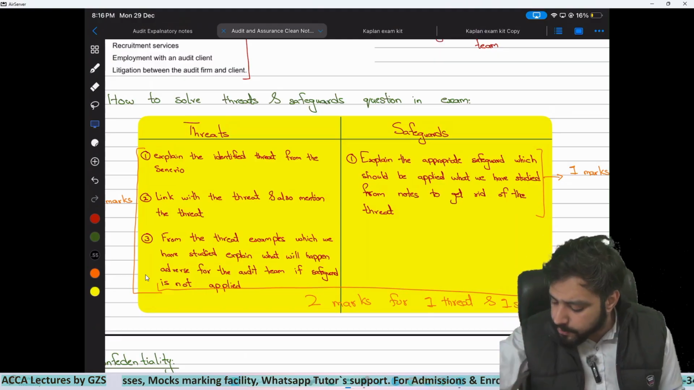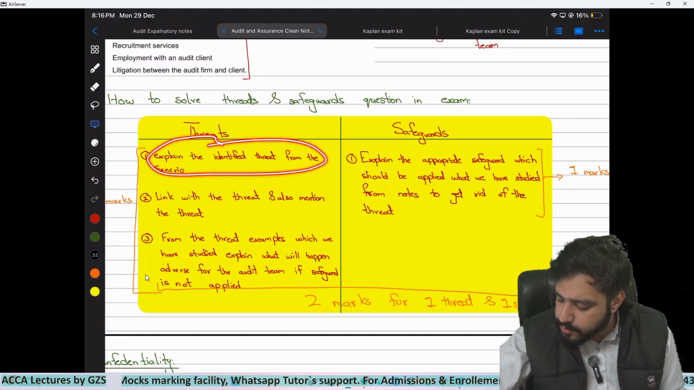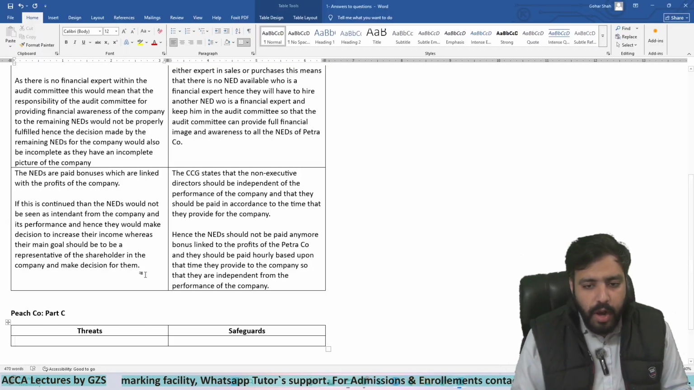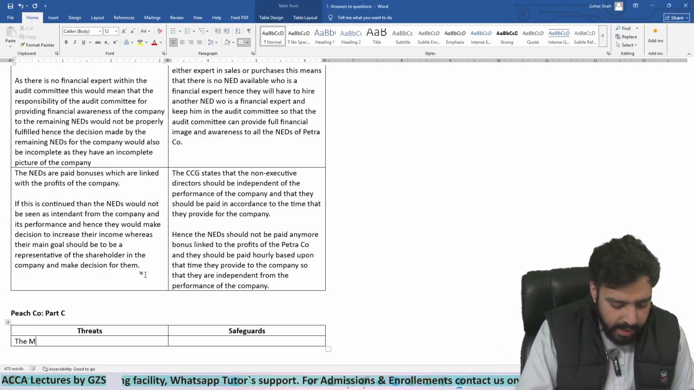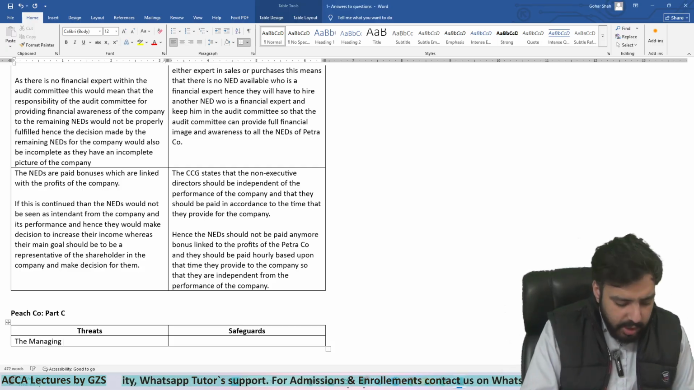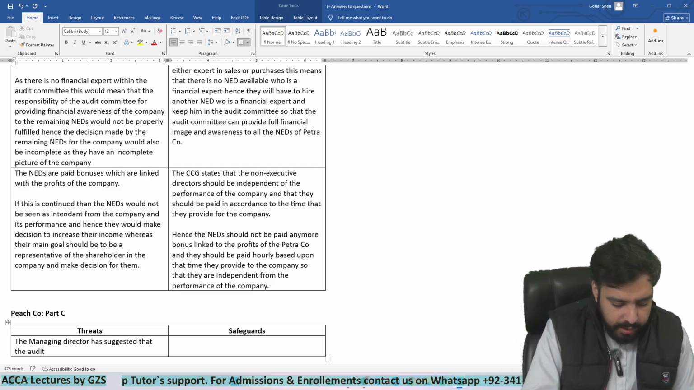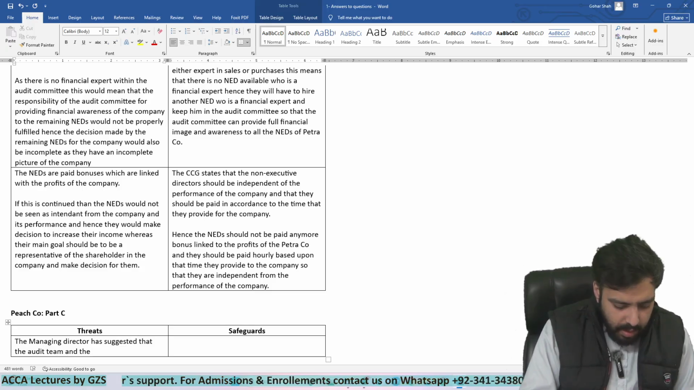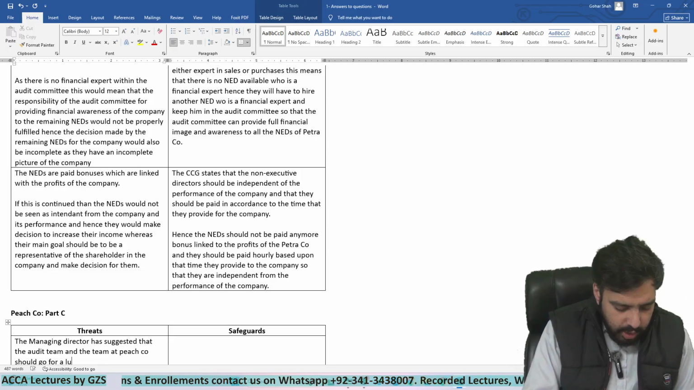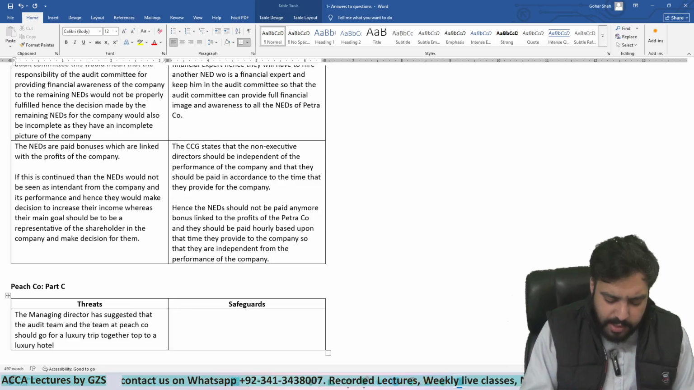Now, within the threat portion, the first thing to do was to explain the threat in your own words. First of all, just in short, one sentence, you have to explain it in your own words. So, I'm writing it down in my own words. The managing director has suggested that the audit team and the team at Peach Corporation should go for a luxury trip together to a luxury hotel. Now, this is the specific issue that we identified.